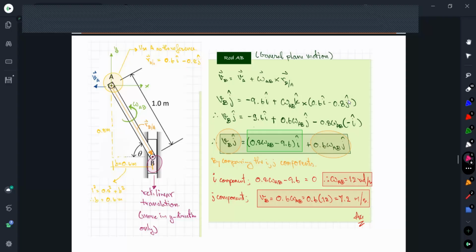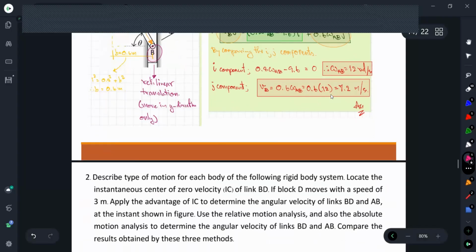Then we can solve this equation, and we find we have two unknowns, VB and omega AB, with two components, the i and j components. We decompose it into scalar equations. For the i components, we have the first equation that we can solve for omega AB, which is equal to 12 radian per second. And for the j components, after we have omega AB, we can determine VB, which is equal to 7.2 meter per second. That completes this problem.